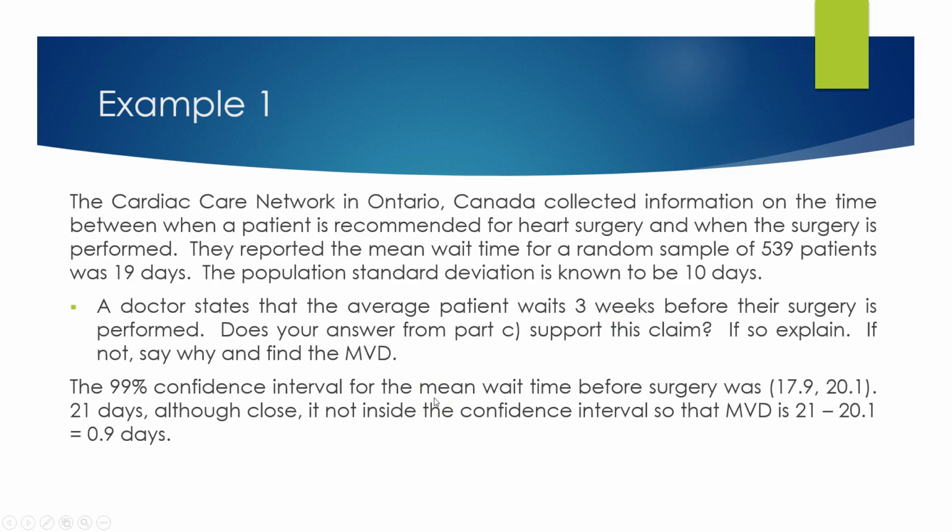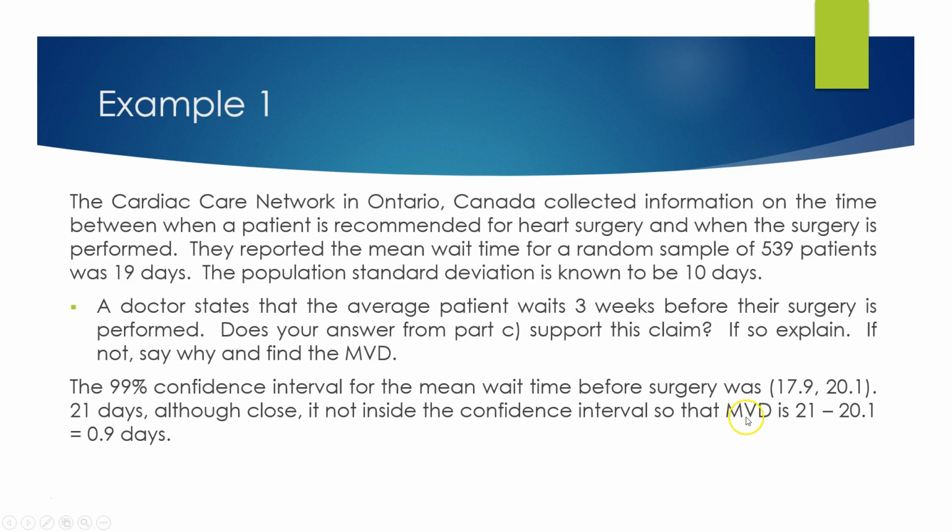So our confidence interval from part C does not have 3 weeks, which is 21 days, inside. And even though it comes close, it doesn't have 21 inside, and we need to cut off somewhere, which is the end of our confidence interval. So the MVD is the minimum verifiable difference, the minimum difference that we say this person is wrong, which is going to be 0.9 days. So basically they're off by 1 day.